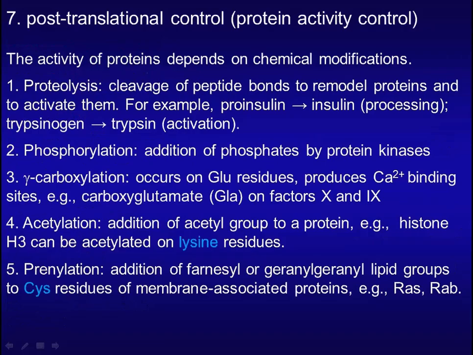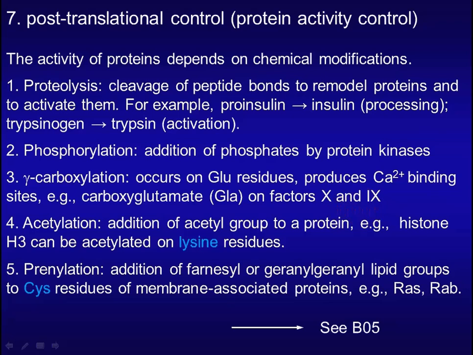Finally, gene expression can be controlled at the protein activity level. The activity of proteins depends on chemical modifications. Proteolysis and phosphorylation have been covered in lecture B05. Gamma carboxylation occurs on glutamic acid residues, producing calcium binding sites. For example, generation of carboxyglutamate residues on factors 9 and 10.